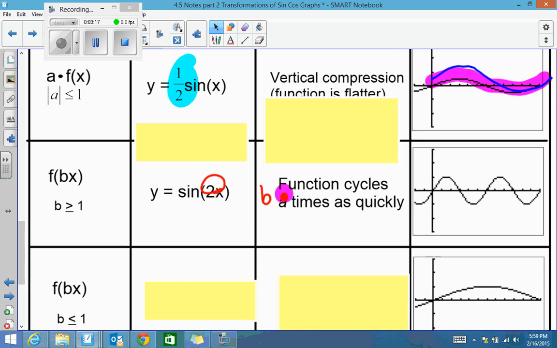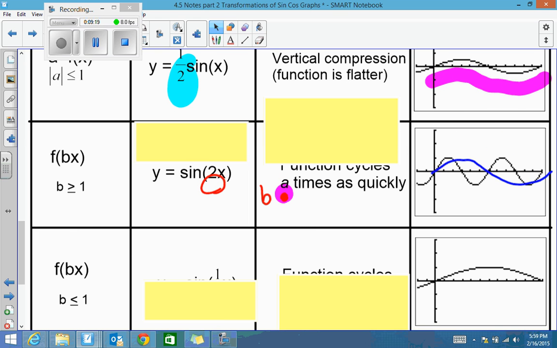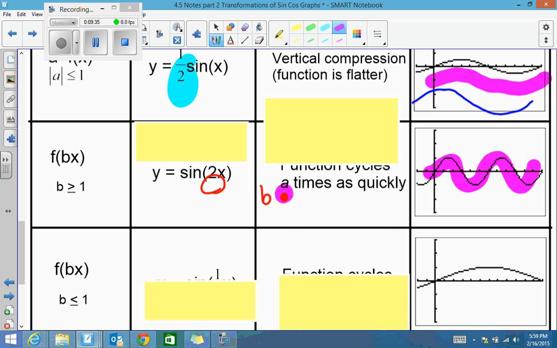For instance, if we bring down our y equals sine of x, it goes up and down 1 time from 0 to 2 pi. But with a b equal to 2, it is going up and down twice from 0 to 2 pi. So it's going up and down, up and down. So it's moving faster, is one way to think about it.